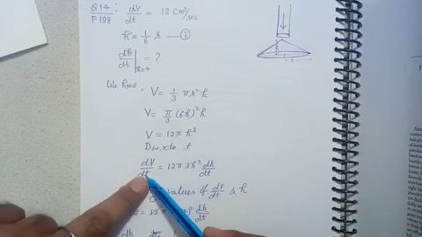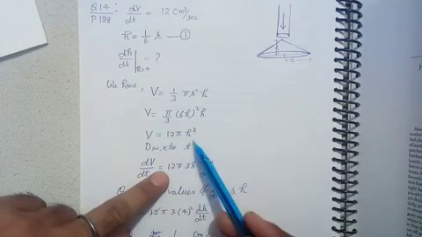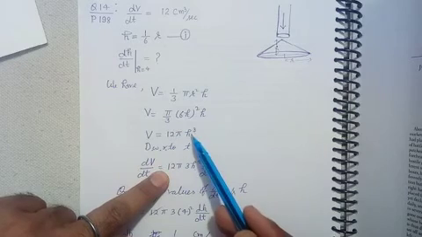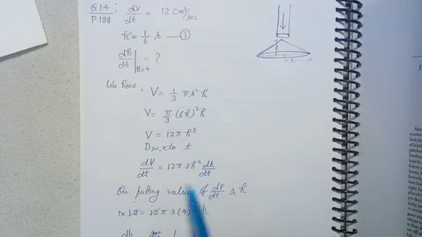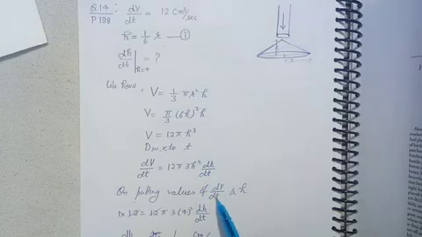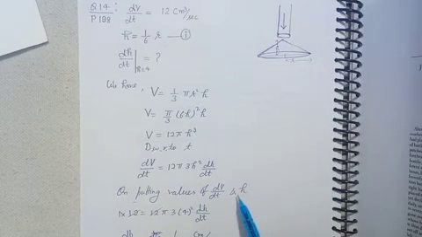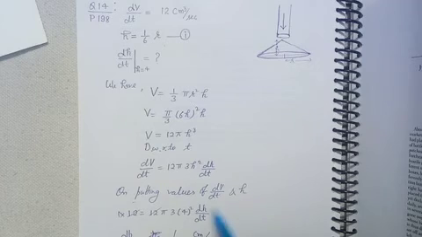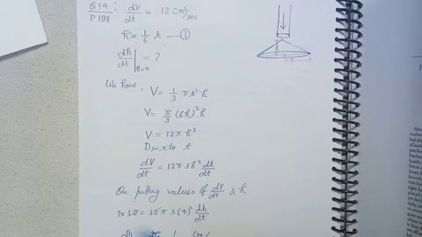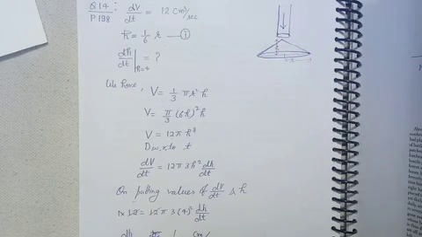dV upon dt will be 12 pi as it is, h cube means 3h square, and h means dh upon dt. On putting the values of dV upon dt and h, dV upon dt is always 12, and find out the value of dh upon dt when h is 4. So replace h by 4, dV upon dt by 12. We get dh upon dt is 1/48 pi centimeter per second. It means the height of the cone is increasing at this rate.